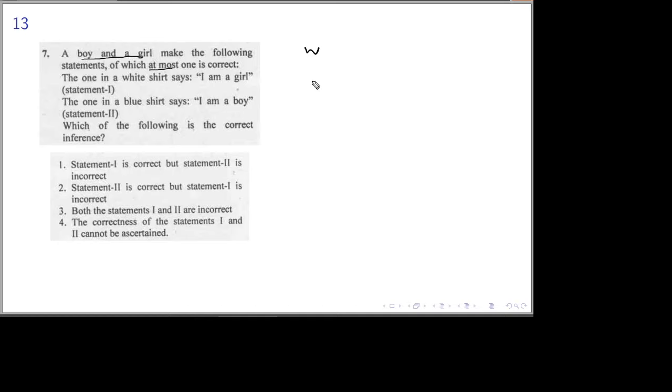this is white shirt and this is the blue shirt, let's say if this statement is true, that means I am a girl. That means the white one is a girl. That means blue one is a boy. And the boy says I am a boy. So boy is also saying true. So this is incorrect. So this cannot be because at most one statement has to be right.